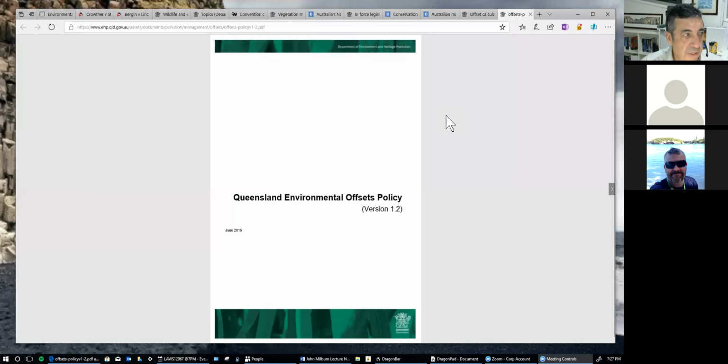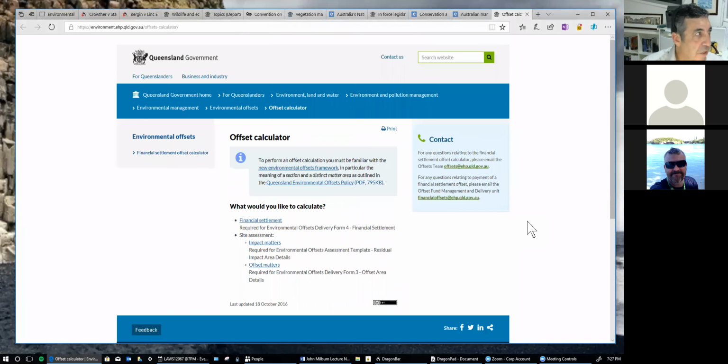So you should hopefully now see the environmental offsets policy that we were discussing. Let's look at the calculator. So this is through environment.ehp.qld.gov.au, and you have an opportunity by using this offset calculator to implement the environmental offsets framework, which is consistent with the environmental offsets policy, and you then have an opportunity to calculate the financial settlement which is required for an environmental offset, or a site assessment for impact matters or offset matters required for environmental offsets.